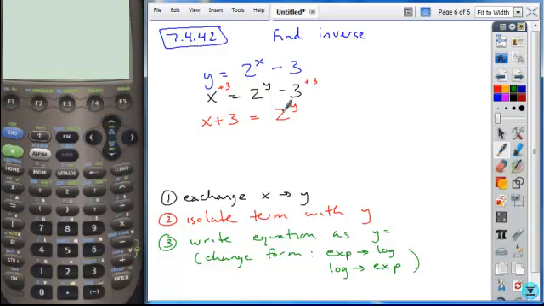So our final step right here is we're going to rewrite this as a log. The way that you write it as a log is the base of your log is the same as the base of your exponent. So the base of our exponent is 2. So we're going to write this as log base 2.